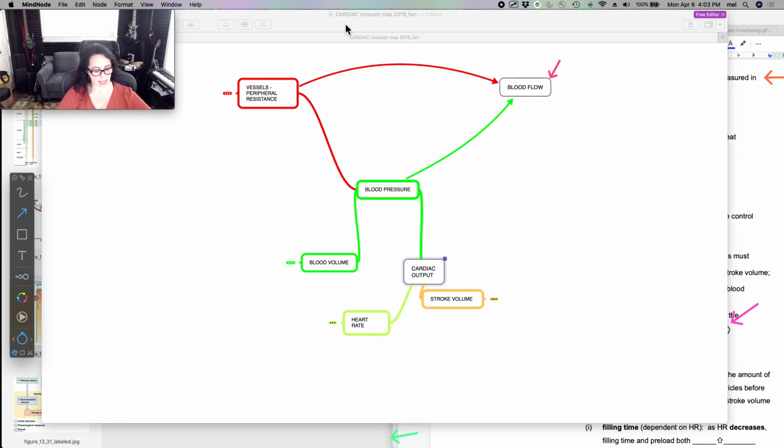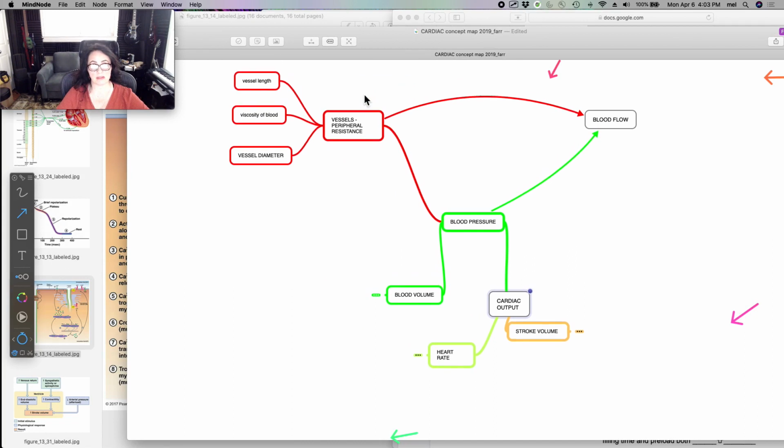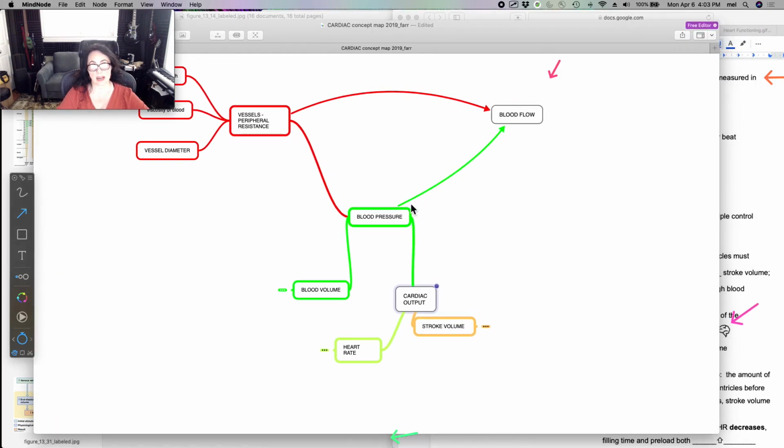And then what we said last time was that we learned a little bit about resistance, and we said, okay, the primary factors impacting resistance are the vessel diameter, the viscosity of the blood, and the vessel length. So we already did that part. Okay, so what are we going to do today?